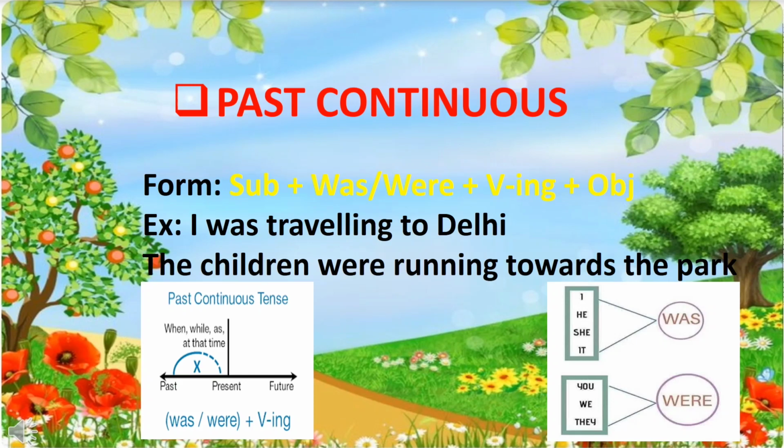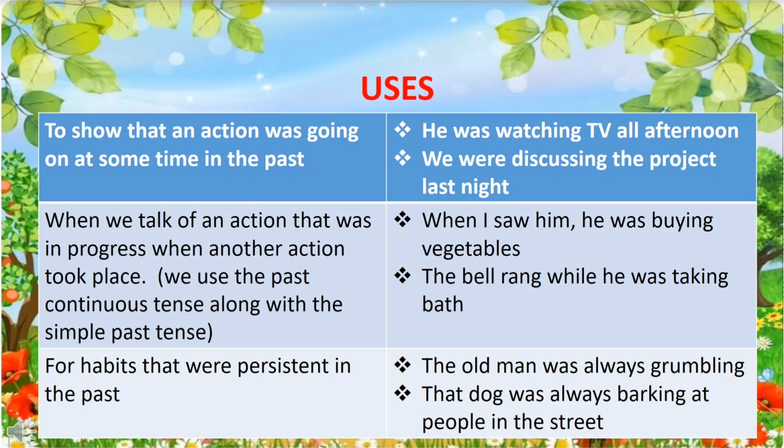Now let us see where we use past continuous tense. We use past continuous tense to show that an action was going on at some time in the past. For example, he was watching TV all afternoon. We were discussing the project last night.